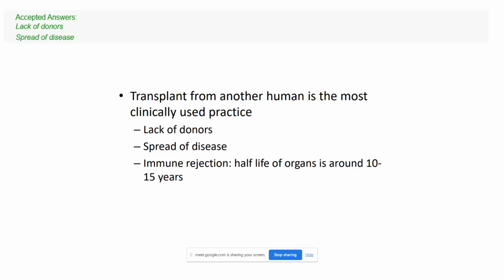Okay. The first and second options are the correct options: lack of donors and spread of disease. Transplantation from another human is the most clinically used practice, that is allografting. Lack of donors, spread of disease, and immune rejection, where the half-life of the organ is around 10 to 15 years. These three are the major disadvantages of this transplantation technique.